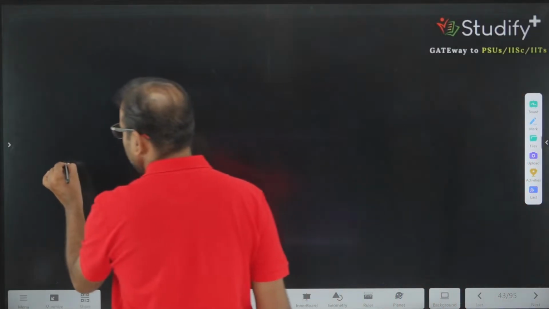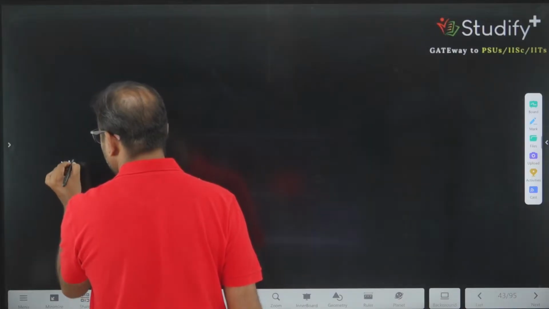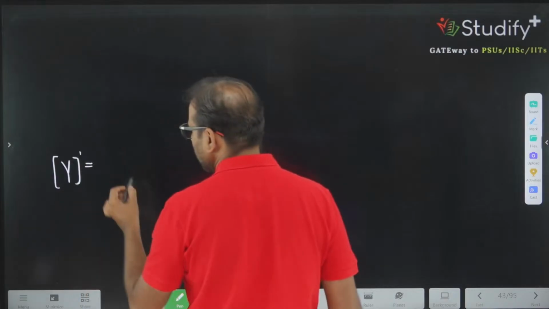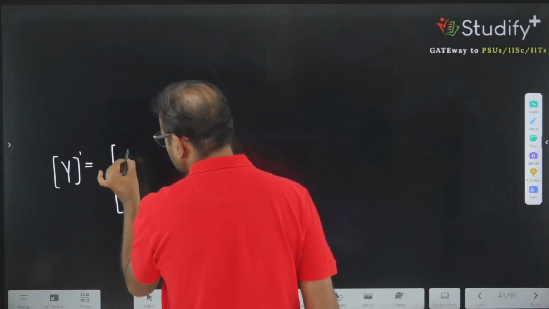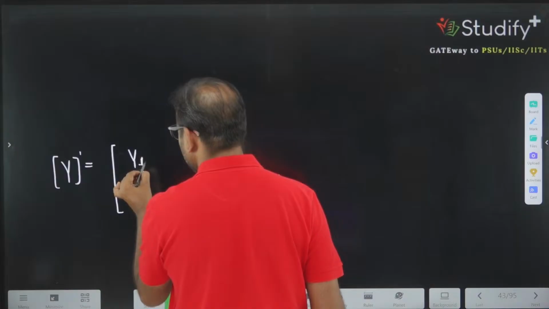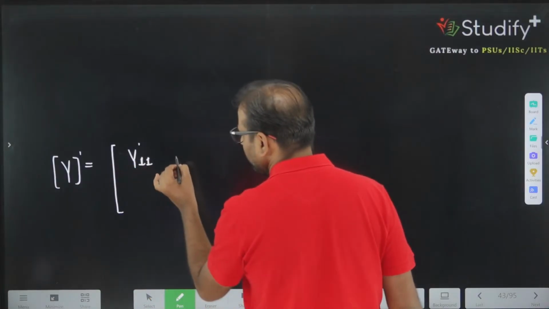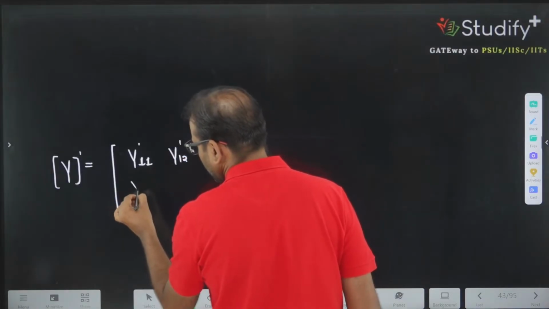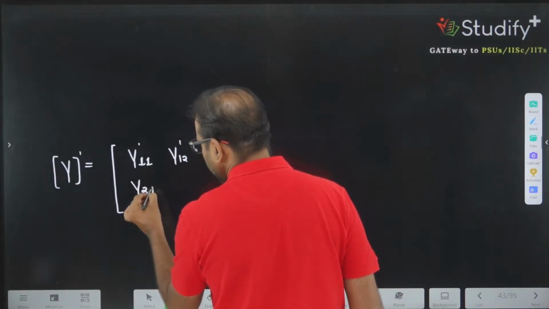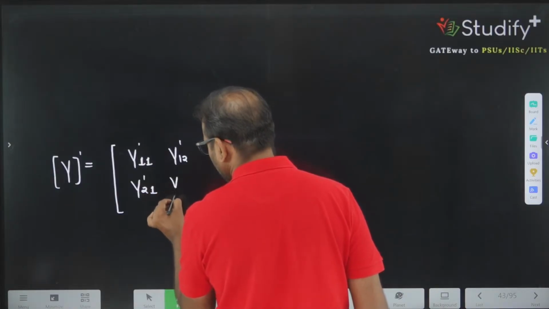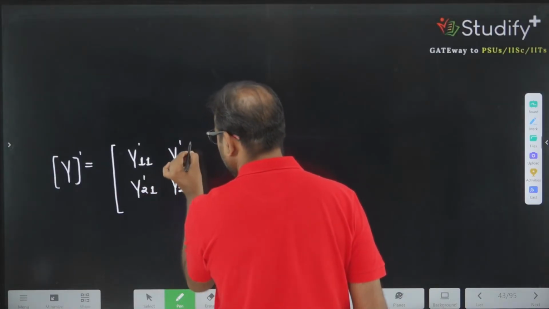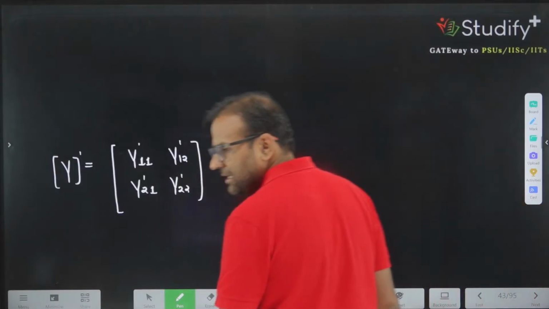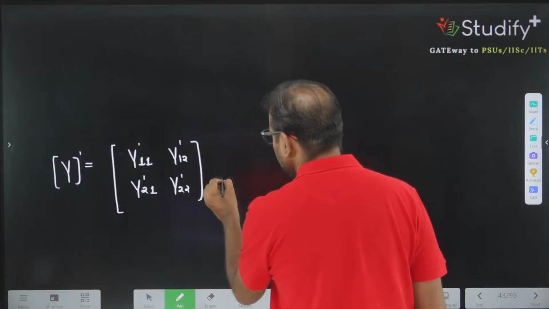So Y prime, the admittance parameter for the first two port network, is given by, we are defining it: this is Y11 prime, Y12 prime, Y21 prime and Y22 prime. This is the first. And what is second? The second we are having is Y double prime.